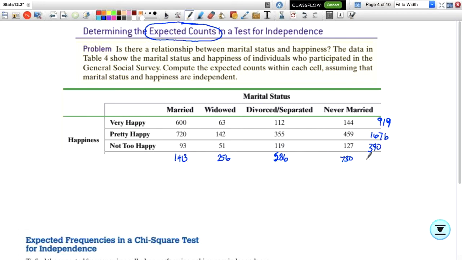We would put our total amount if we summed up all these. We're going to get the exact same total if we summed up all these because it represents all of the people. And that's going to be 2,985. And we're going to use this number a lot. So we'll just circle it.